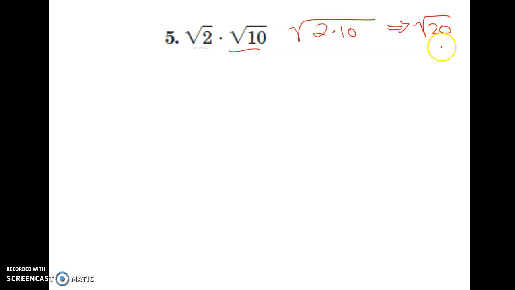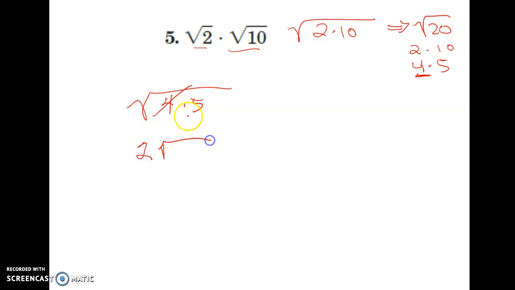So I'm going to look for the largest perfect square. So 2 and 10, there's no perfect square there, but we can see with 4 and 5, we have our perfect square. So I'm going to take the square root of 4, which is 2. 5 is not a perfect square, so it stays behind. So 2 root 5 is the final expression.